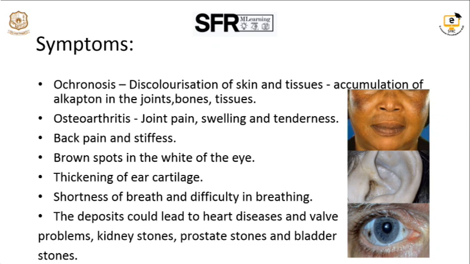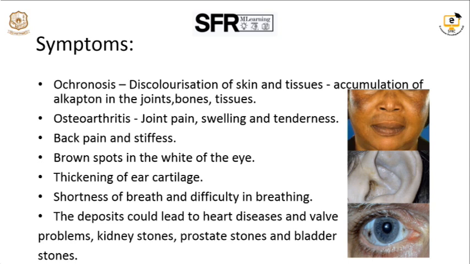Then osteoarthritis. As I told you, the accumulation of alkapton in your bones and joints will be seen in Alkaptonuria. There occur issues with the movement of your joints, and there will be swelling as well as tenderness in the joints. Then you have back pain and stiffness, brown spots in the eye, as I have shown in a picture, and then thickening of the ear cartilage.